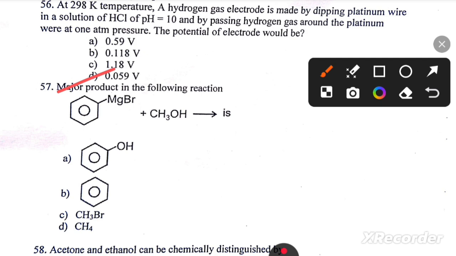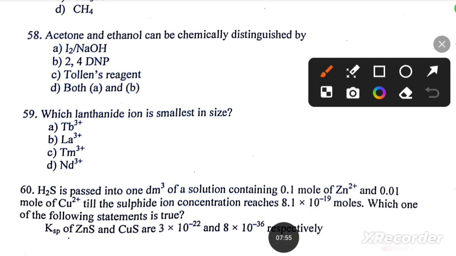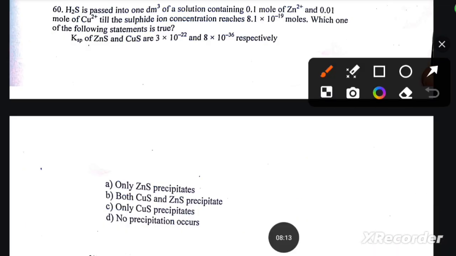Major product in the following reaction is? Correct answer is option A. Acetone and ethanol can be chemically distinguished by? Correct answer is both A and B. Which lanthanide ion is the smallest in size? Tm3+. Next question number 60, which one of the following statements is true?